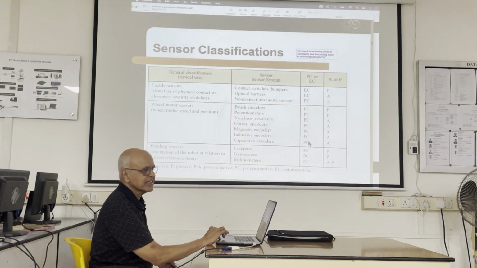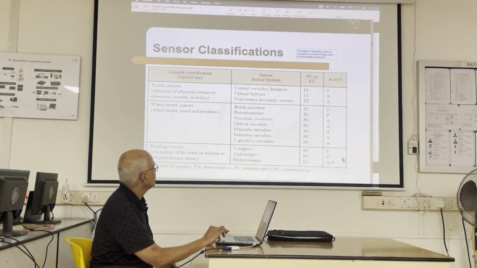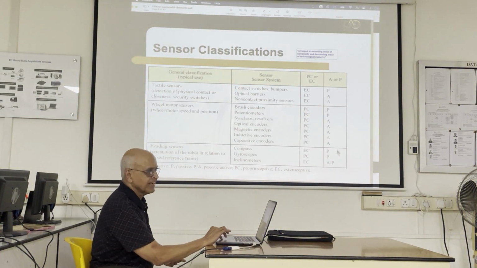PC, PC, PC, PC, and then active or passive. So bumper is obviously passive. There's no energy involved there. You get the idea? So essentially, that's what it is.